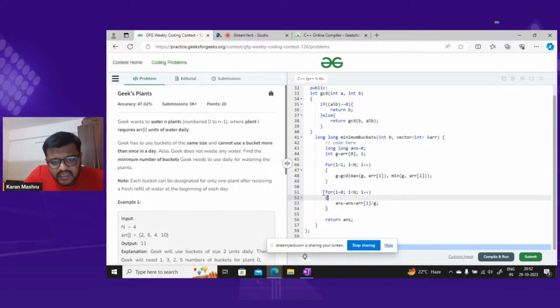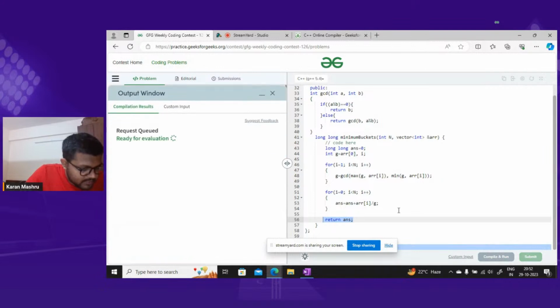Then I have traversed the array, and I have set answer equals answer plus array of i by G. Array of i is the amount of water to be given to the ith plant. G is the capacity of the bucket. So the number of buckets required to fill for the ith plant is array of i by G, and that summation will be stored in answer. Okay.